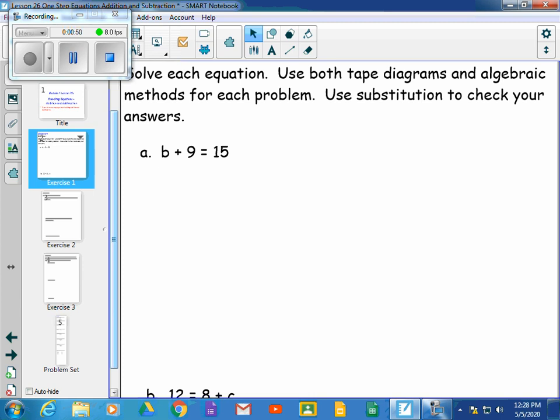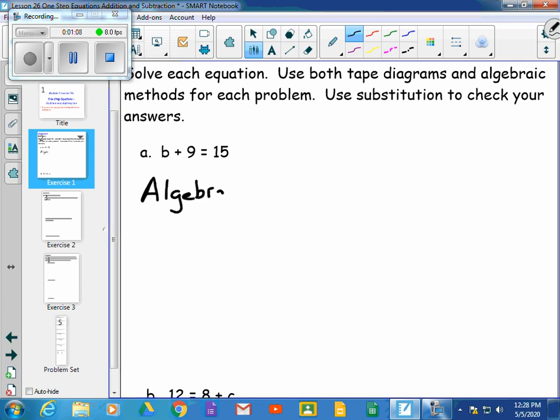However, I want you to focus on the process, because we're going to be given equations in the future that you may not be able to do in your head, so you have to know how to undo the problem and figure out how much the variable equals. Now, the first method that I'm going to show you is called algebraic methods. I'm going to rewrite the equation b plus 9 equals 15.